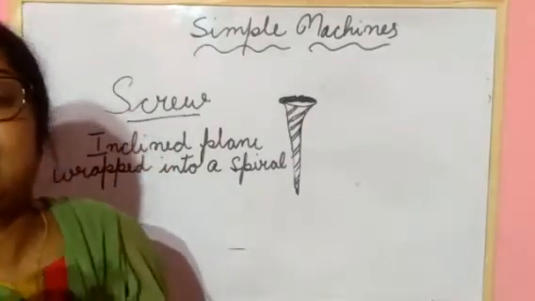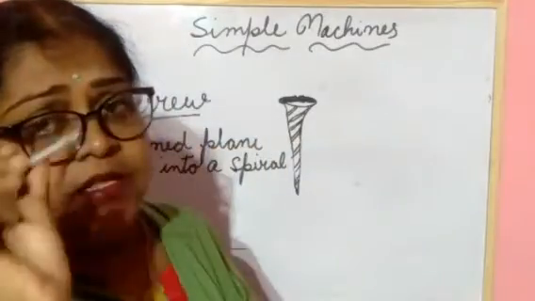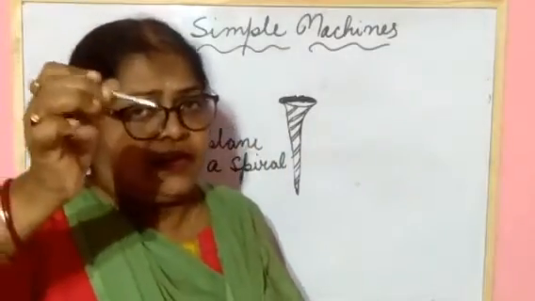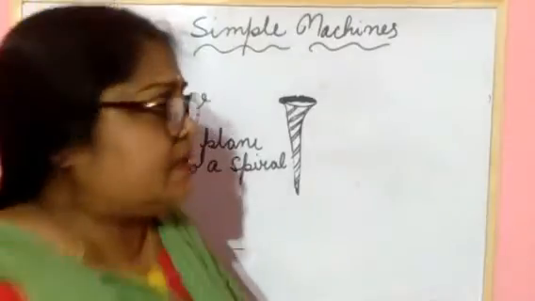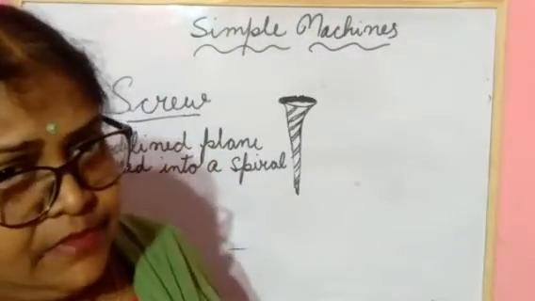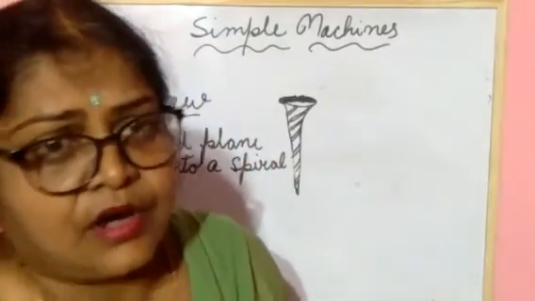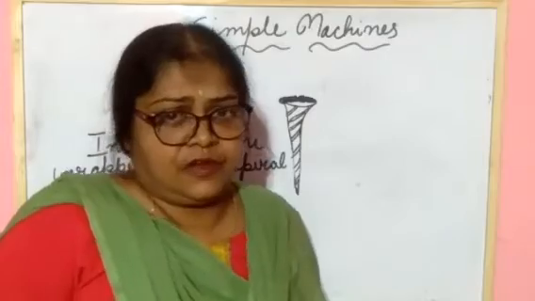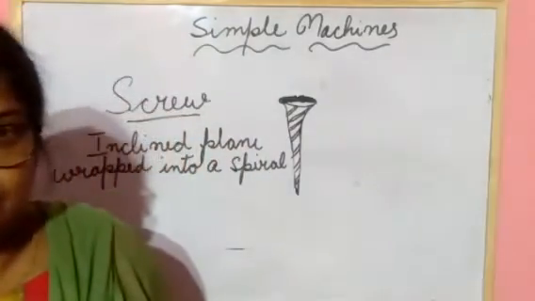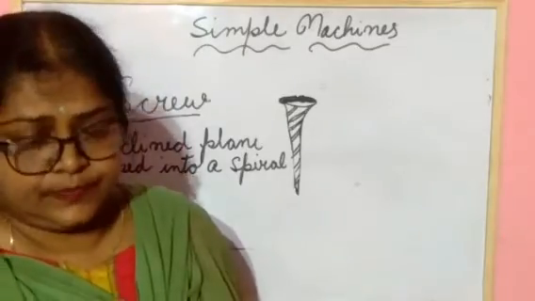And these threads are there in a screw. They help to hold things firmly. This thread, and here also in the diagram, helps to hold the thing firmly. So where can you see a screw? In a chair, or in the lid of a bottle, or anything. You can see a screw in a window, in a door.